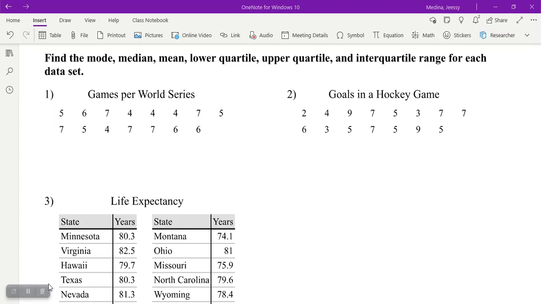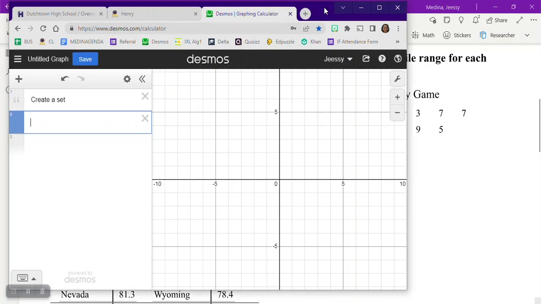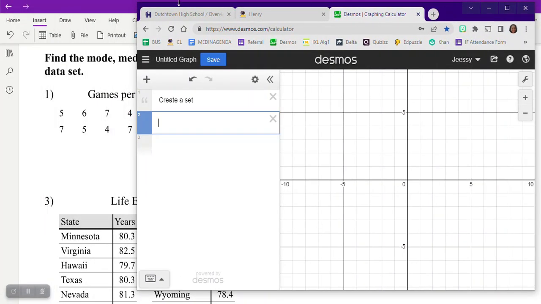All right, guys, in this video, I'm going to show you what it was that you were supposed to do on this worksheet, okay? So the first thing you're supposed to do is to find the mode, median, and mean. So then I told you to go to Desmos. And then you open up your Desmos. And I wrote this on the board and I said, create a set.